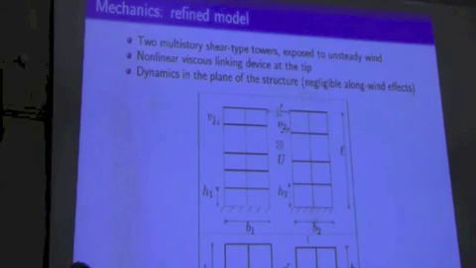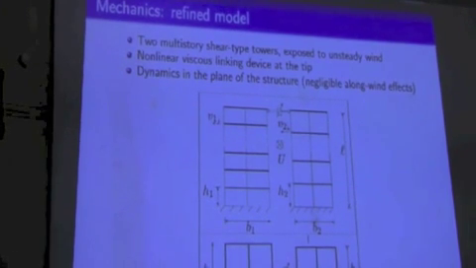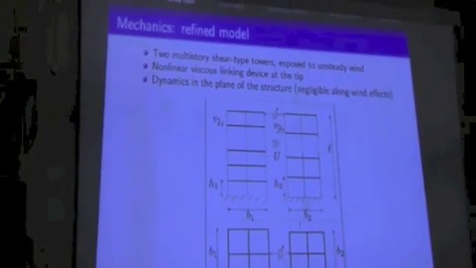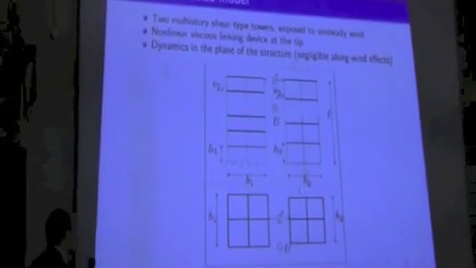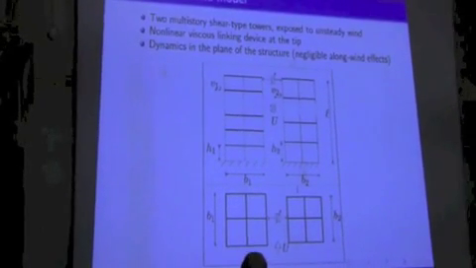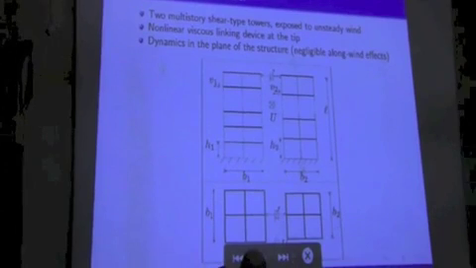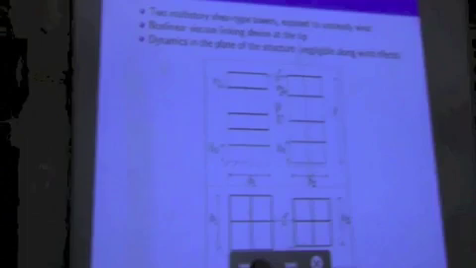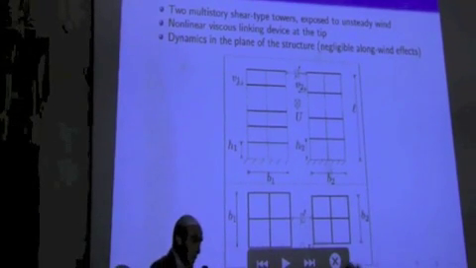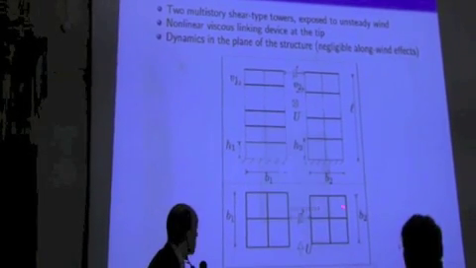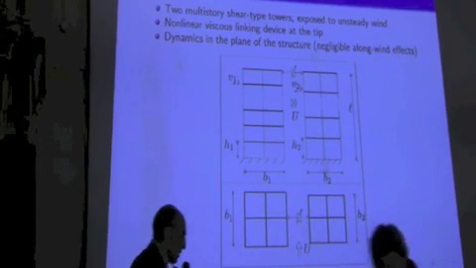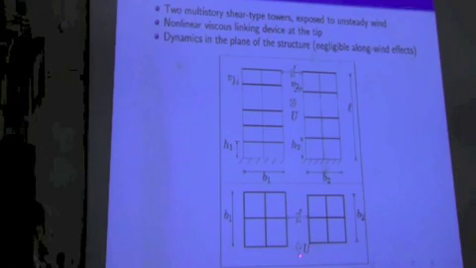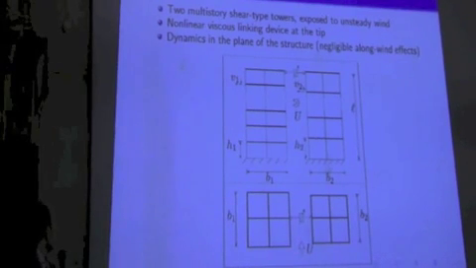So this is the refined model. It is constituted by two multi-story shear-type towers. This is the front view. This is the top view. As you can see, they are linked at the tip, and the wind is blowing orthogonally to the plane of the structure, as you can see here from the top view.